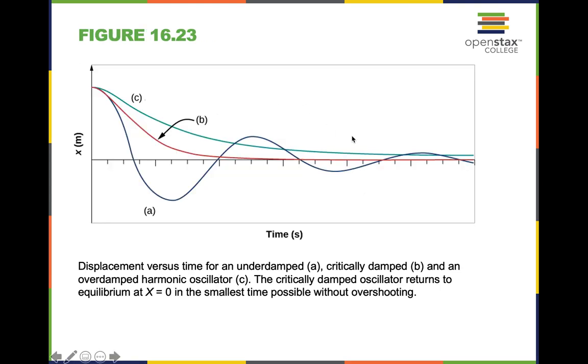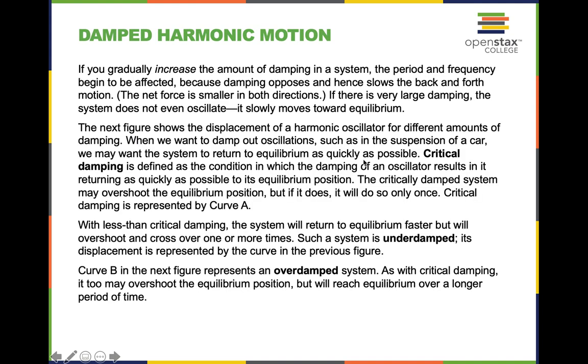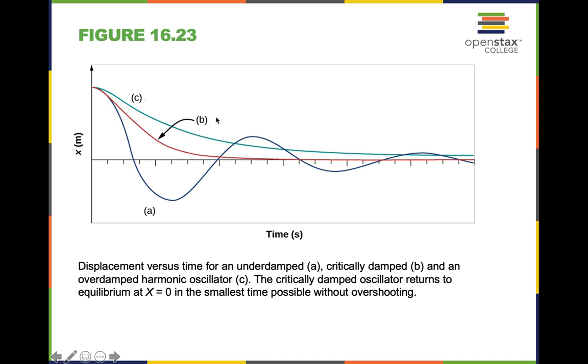So we have A. This is the critical damping. So yeah, it overshoots it, but it evens out, right? For B, this is underdamped, I'm assuming. Yeah, B is overdamped, so it quickly reaches equilibrium and it doesn't even cross it. And for C, we have critically damped oscillators return to equilibrium at x equals 0, in the smallest time possible without overshooting it.